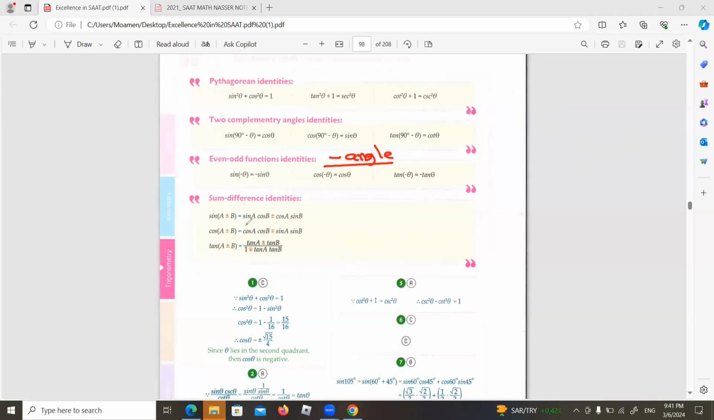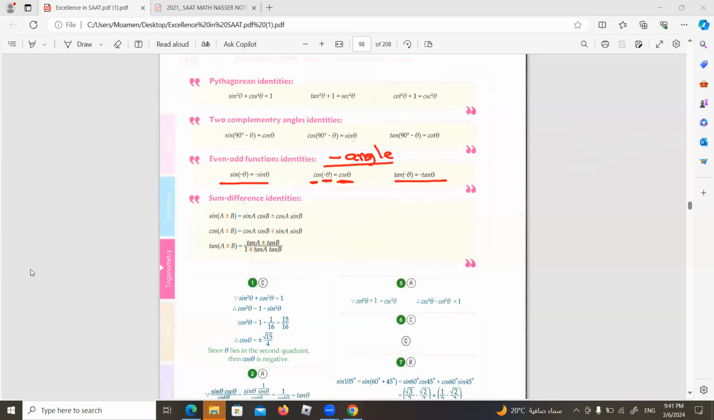So if you have a negative angle, the cosine of the negative angle is cosine of the angle. It means the cosine eats the negative sign. There is no negative sign. If the angle is negative and I take the cosine, there is no negative. But in sine and in tan, the value will be negative. Sine of negative angle equals negative sine of the angle. Tan of negative angle equals negative tan of the angle. So if the angle is negative, in sine and in tan the result will be negative. In cosine, the negative sign disappears. Okay.